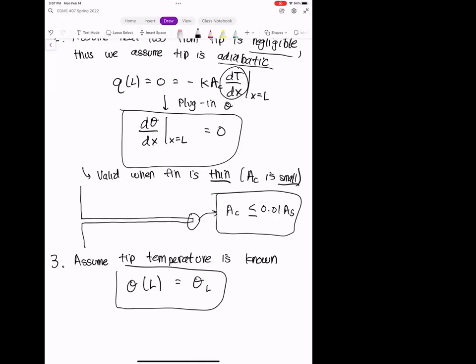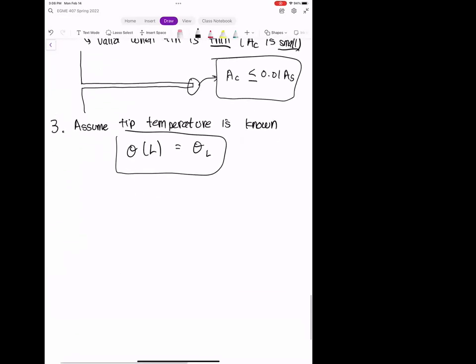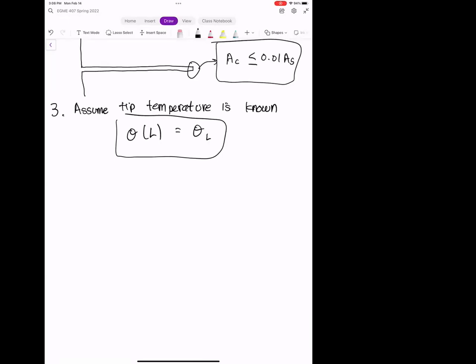Again, mathematically this is simpler, but I'd say this is probably the most difficult one to achieve. Unless you have something that's measuring temperature at the end of your fin, where you know exactly what temperature it's going to be, this is normally very hard to achieve. This is more of a mathematically convenient condition. Practically speaking, it's hard to compute what the temperature at the end is. That's what you're solving for, and it's hard to know what you're solving for before you actually solve it.